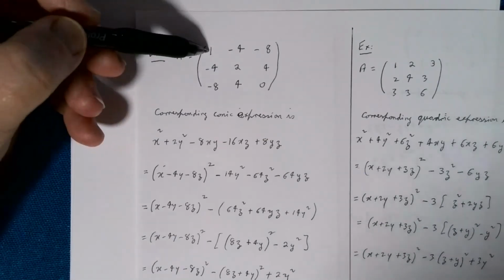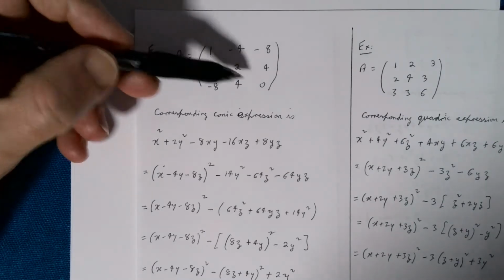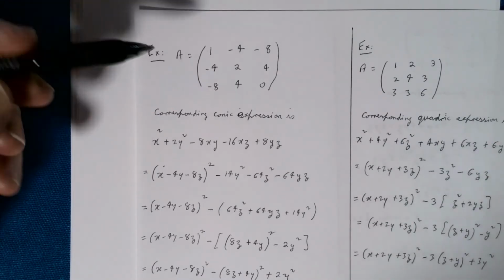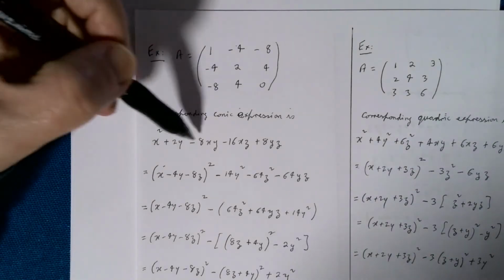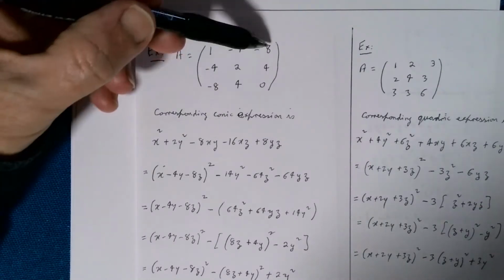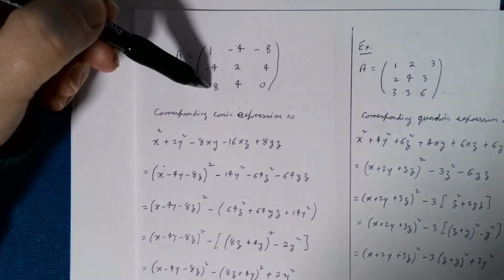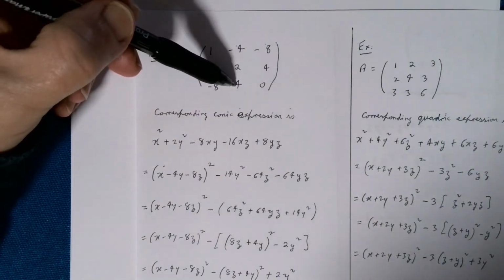So looking at the main diagonal, we get an x squared, we get a 2y squared, there's no z squareds. Now the xy term comes from these two, so there's going to be a -8xy. The xz term comes from these two, so that's -16xz. And the yz term comes from these two, so that's 8yz.